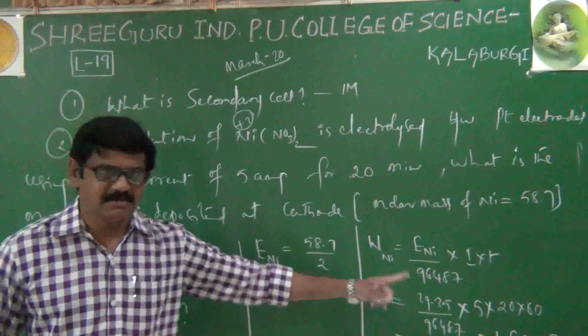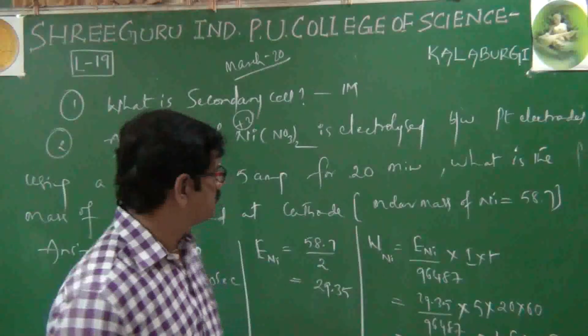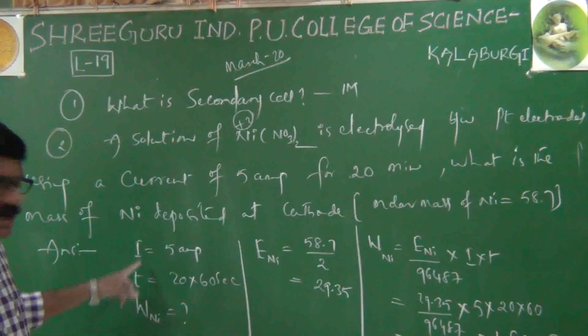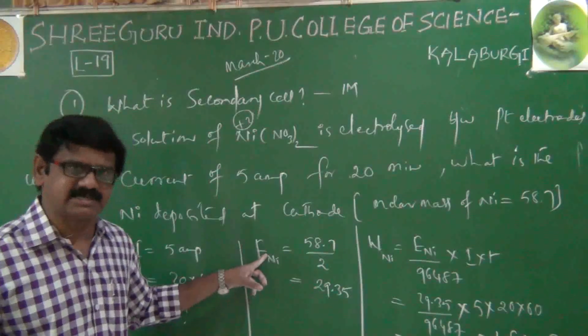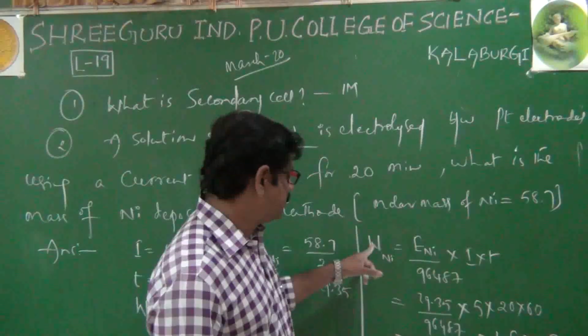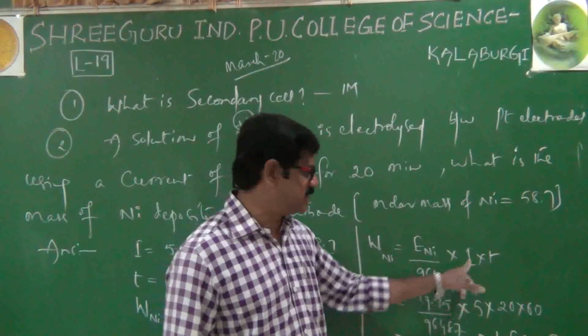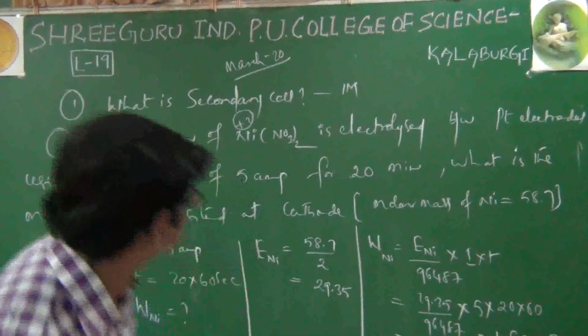Means that much mass of nickel will be deposited at cathode. Very simple. I is given, t is given, mass is asked, and equivalent mass is indirectly given, which we have calculated, and we have used the Faraday's first law formula. W is equal to E by 96,487 into I into t, and after substitution you will get the answer. Right. Next question.